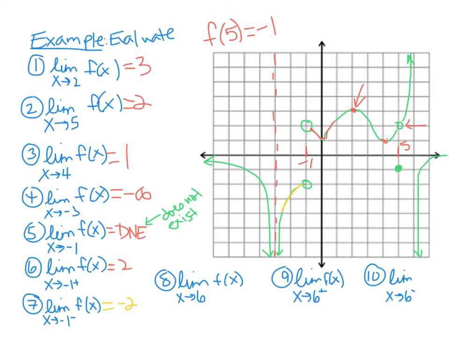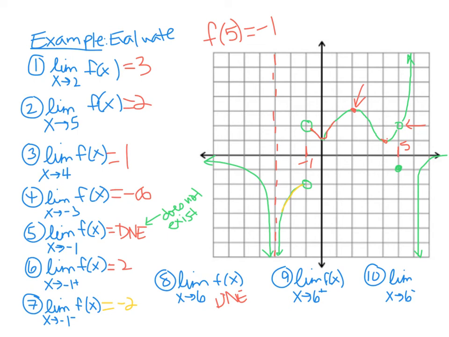Okay, so next one. You're welcome to try this on your own if you feel like you're getting the hang of this. So for number 8, the limit as x approaches 6 of f of x, you'll notice that from the right side and the left side we're not going in the same direction. We're not exhibiting the same behavior. So that one does not exist. So I'm going to write DNE.